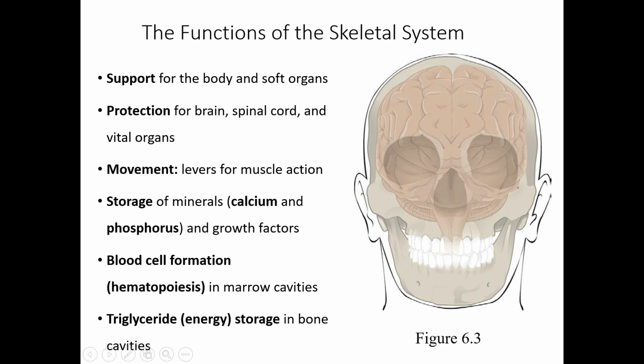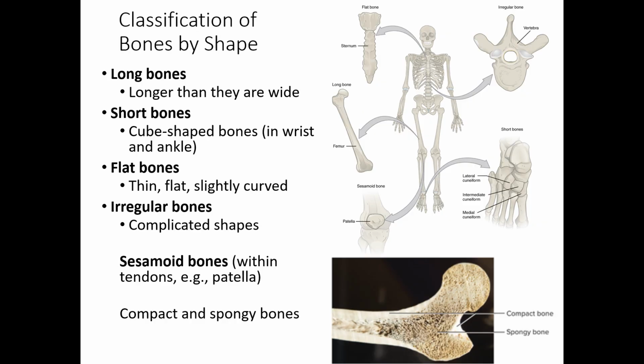Next one. Inside of special marrow cavities in the bones, blood cell formation happens. It is also called hematopoiesis. That is production of red blood cells, white blood cells, and platelets. Finally, in some bones there is space for storage of triglycerides or fats, and that is just energy storage for the body.